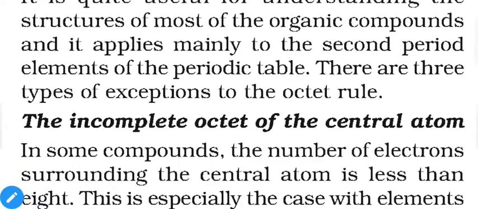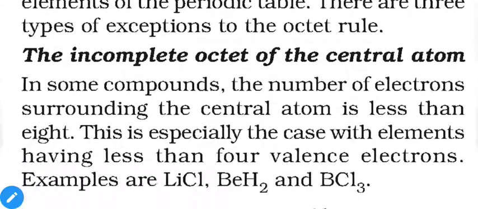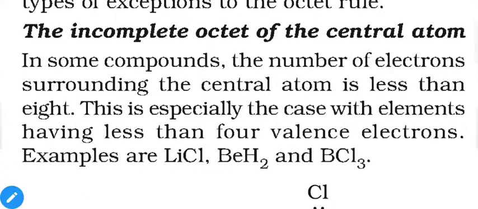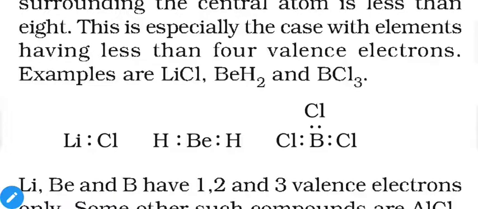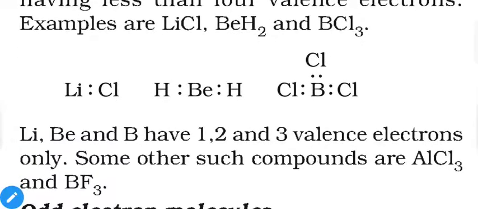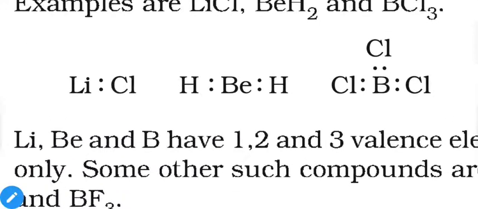So, first is incomplete octet of the central atom. In some compounds, the number of electrons surrounding the central atom is less than 8. This is especially the case with elements having less than 4 valence electrons, for example, lithium chloride, beryllium hydride, and boron chloride. As you can see, if we represent their Lewis structures, none has a complete octet.